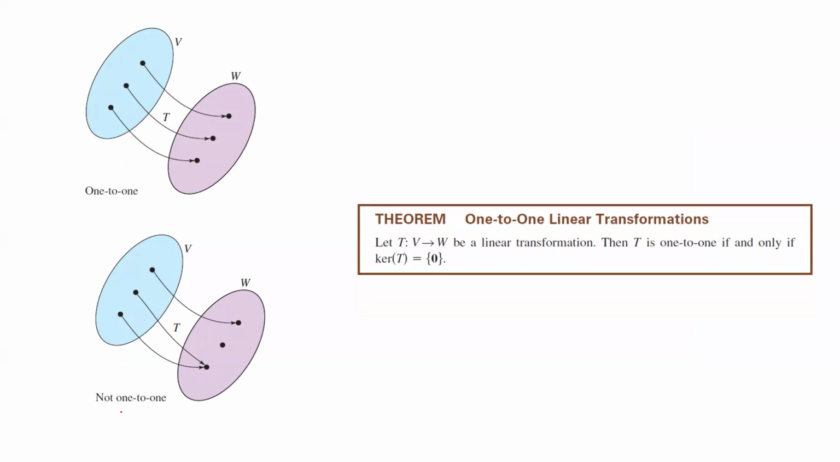We have a nice theorem. Let T from V to W be a linear transformation. Then T is one-to-one if and only if the kernel is equal to the single value 0. So if your kernel just includes the 0 vector, for sure you can say that, hey, we have a one-to-one linear transformation.